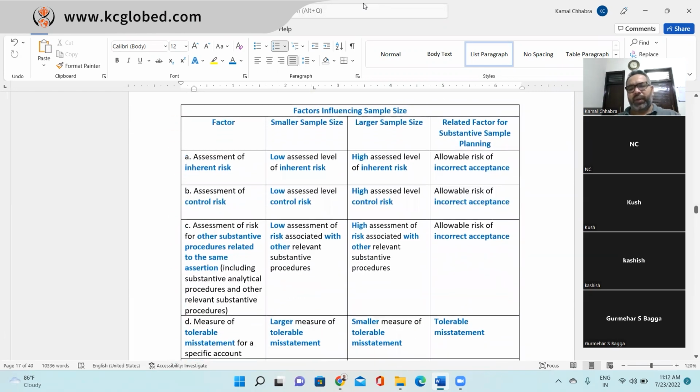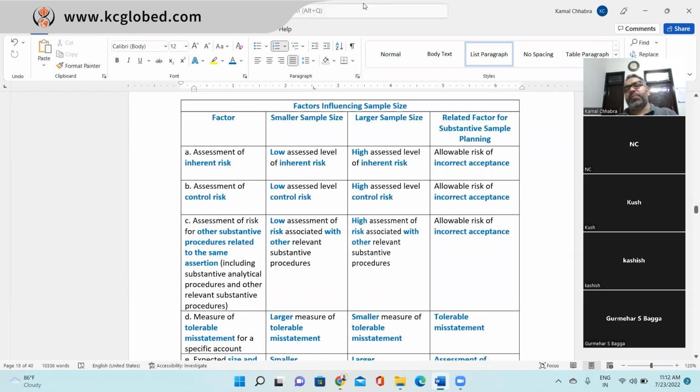Right now, I made this small table for you. I'm sure this will be helpful in your last minute revision. So what are the factors basically influencing the sample size? I have put this small table over here. It will definitely help you in the last minute revision when you are revising for your exam. What are the factors you need to keep in mind that may impact the sample size?